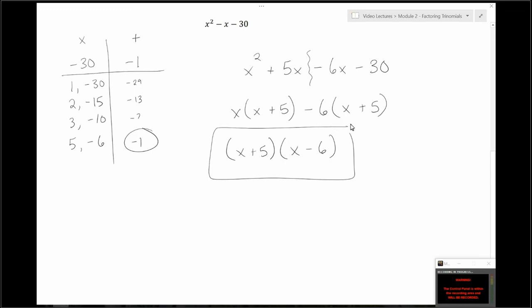No guess and check required. We just go through our list and use whatever our pair is to break up our middle term. And that's how we can factor trinomials with a leading coefficient of 1.